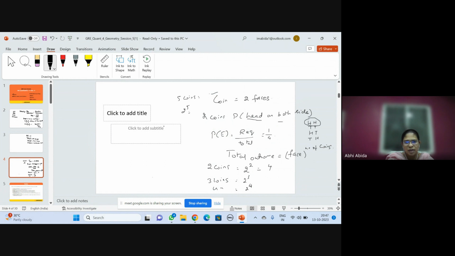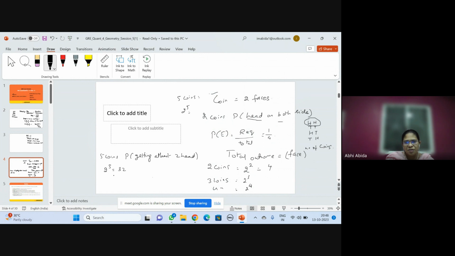I'll give you a small example. Let us say 5 coins are tossed, and my question here is, what is the probability of getting at least 2 heads? We know the total outcome will be face to the power number of coins, so 2 to the power 5 is 32. This will be my total.